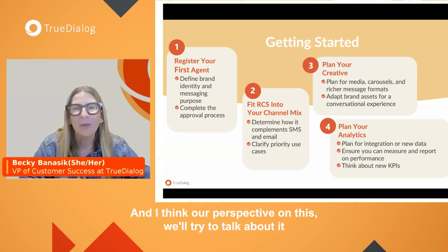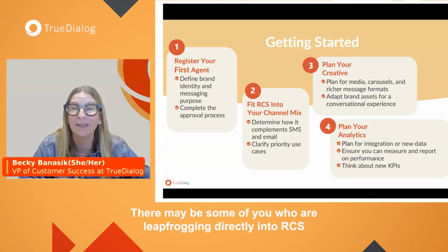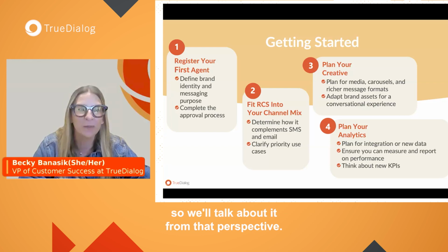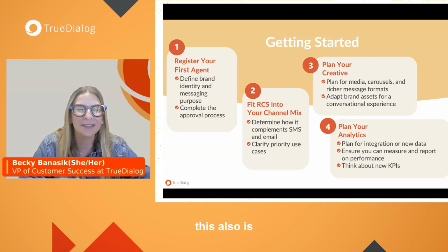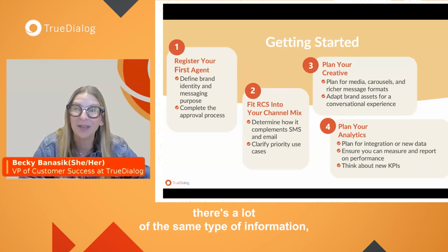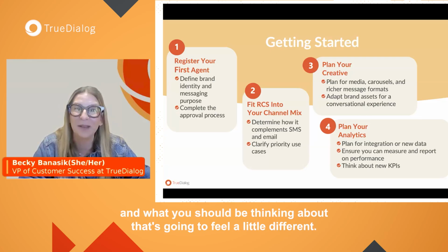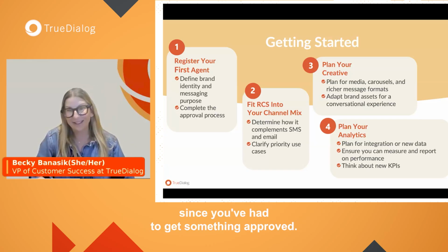And I think our perspective in this, we'll try to talk about it both ways, right? There may be some of you who are leapfrogging directly into RCS and have not gone through a submission process before for a longer short code. So we'll talk about it from that perspective. But I'll be honest, for those of you who have been through it before, there's a lot of the same type of information. So we may talk about the things that are similar and what's going to be new and what you should be thinking about that's going to feel a little different, especially if it's been a little while since you've had to get something approved.